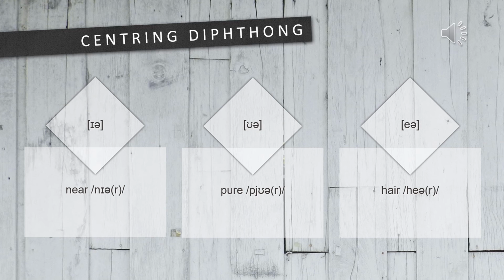Centering diphthongs end with a glide from a front or back position toward a more central position. They are called centering because the schwa is a central vowel, referring to the IPA diagram. Centering diphthongs include ear, for example, near, ur, for example, pure, and air, for example, hair.